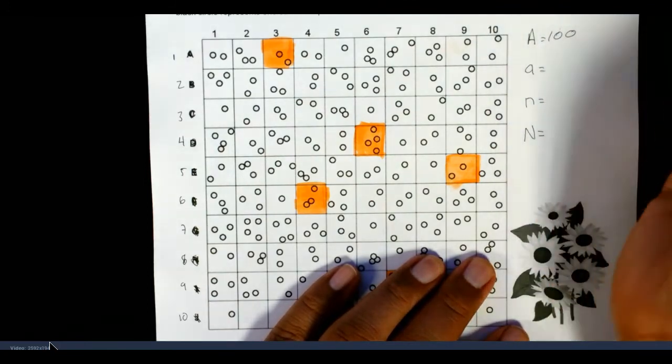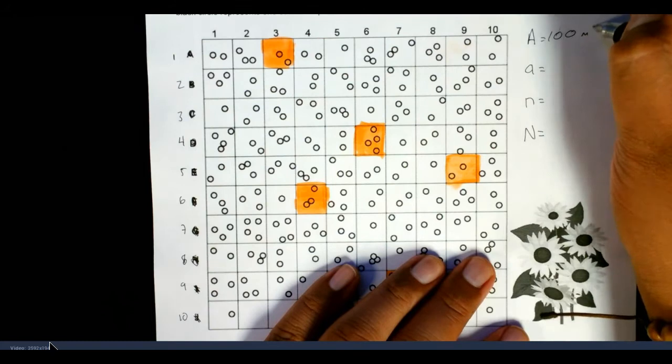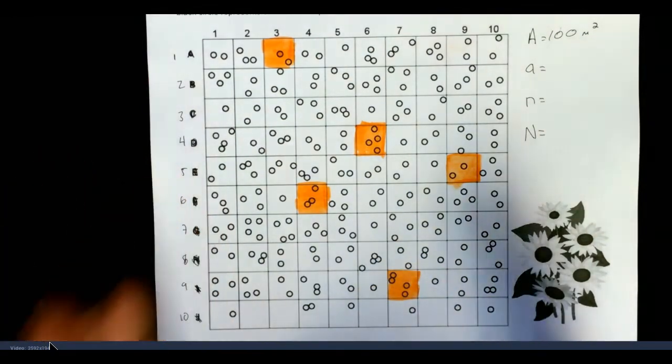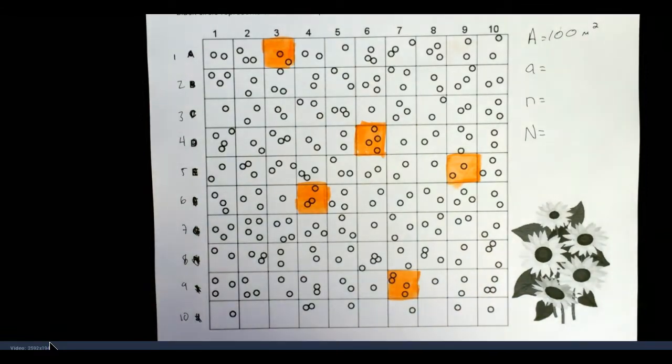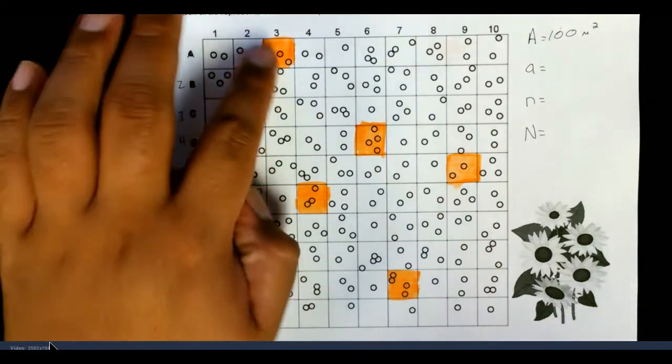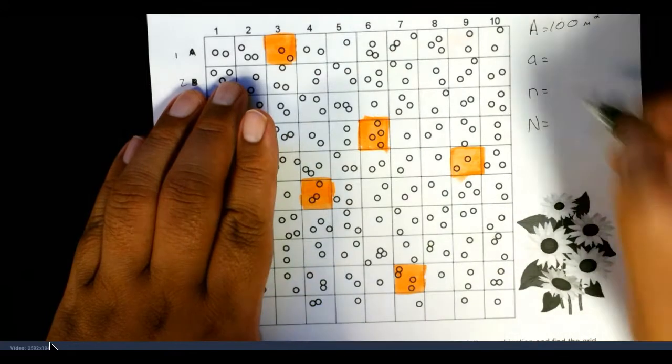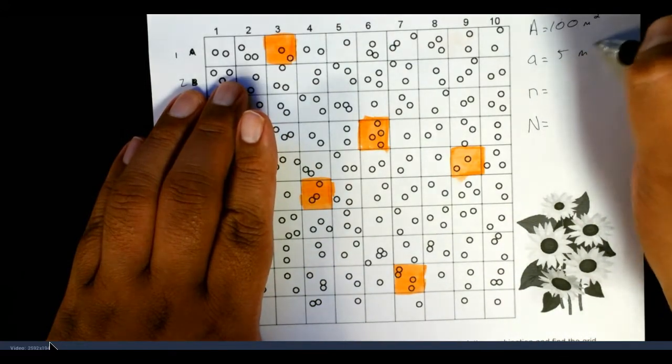So in this case, 100 squares. I'm just going to put a meter squared. So let's just say it's 1 meter. Okay. Now, little a is, well, how many did you go out and measure? In this case, I went out and measured 1, 2, 3, 4, 5 because I don't feel like measuring all 100 squares. So 5 meters squared.